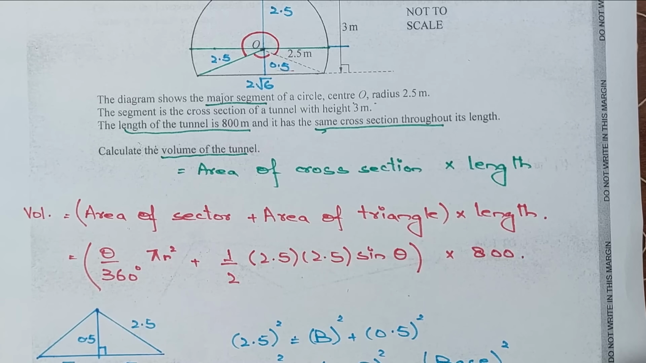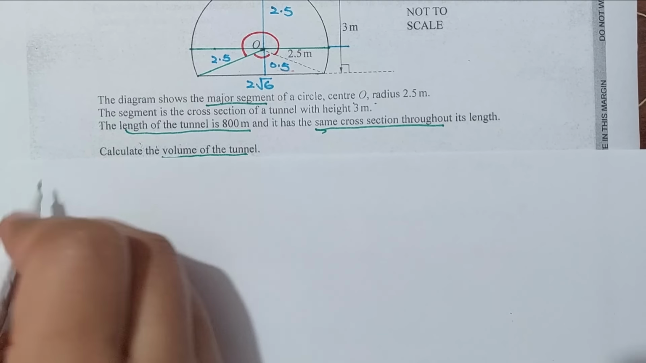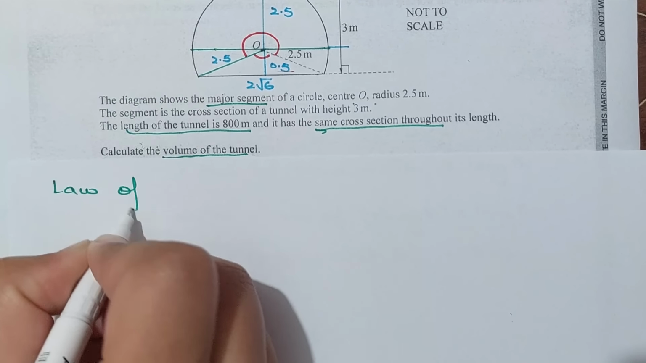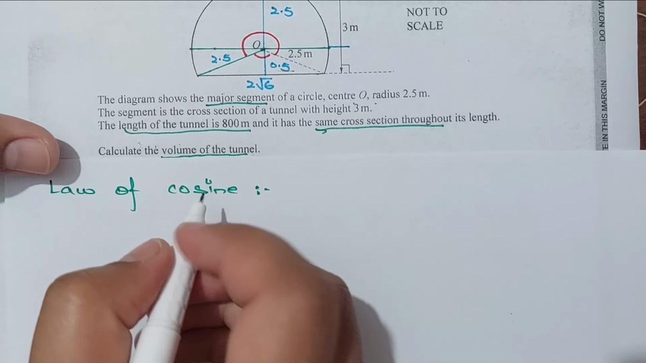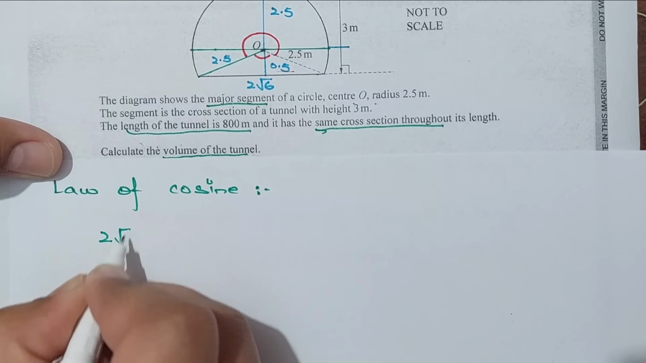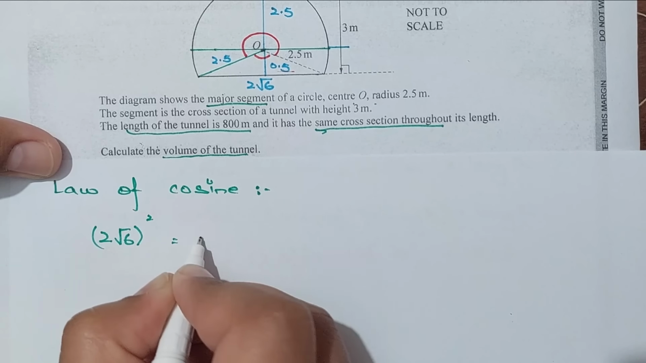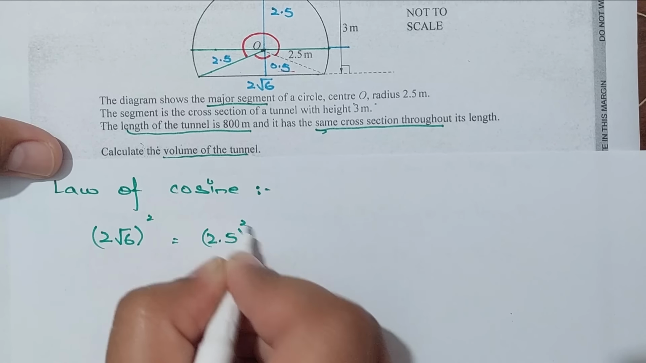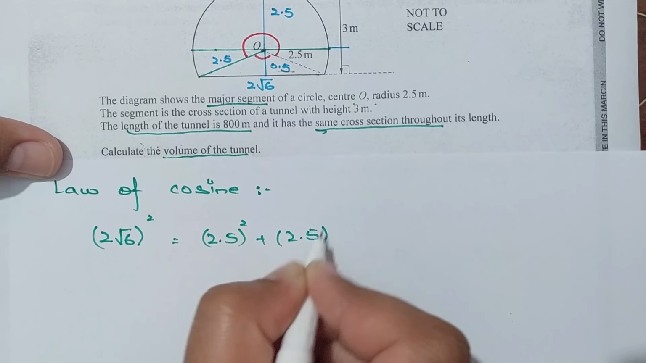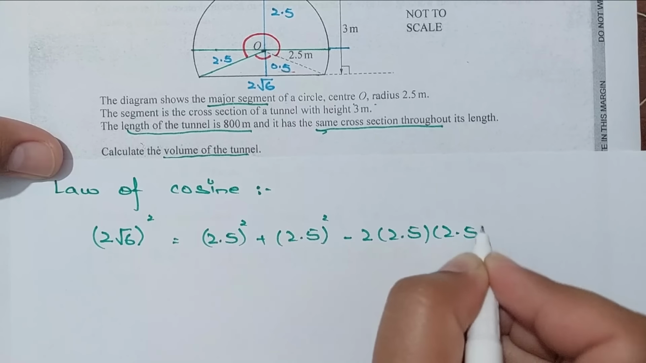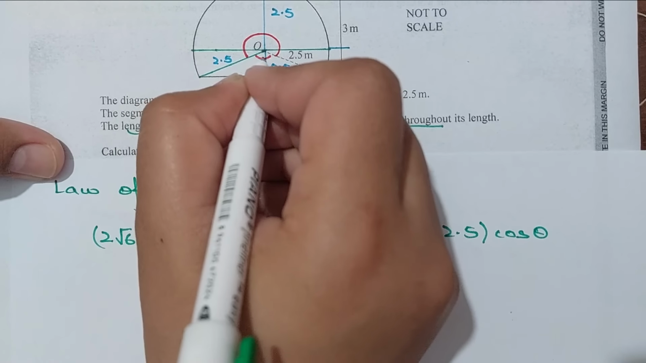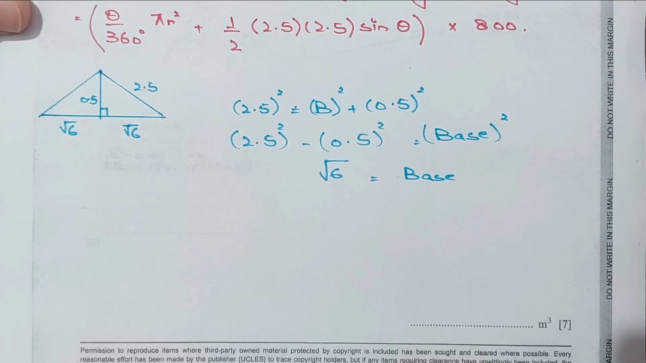If we have all three sides of the triangle, we can use the law of cosines to get the angle, right? So let me apply the law of cosines. According to the law of cosines, the front side, 2 root 6, squared, equals the rest of the two sides, 2.5 squared plus 2.5 squared, minus 2 times 2.5 times 2.5 times cos of the angle theta. Let's say I'm naming this angle theta.